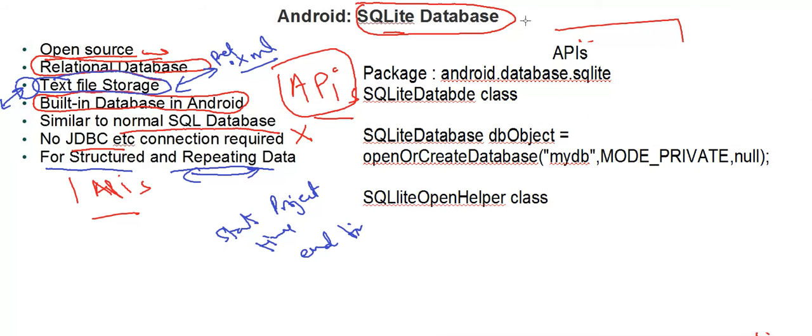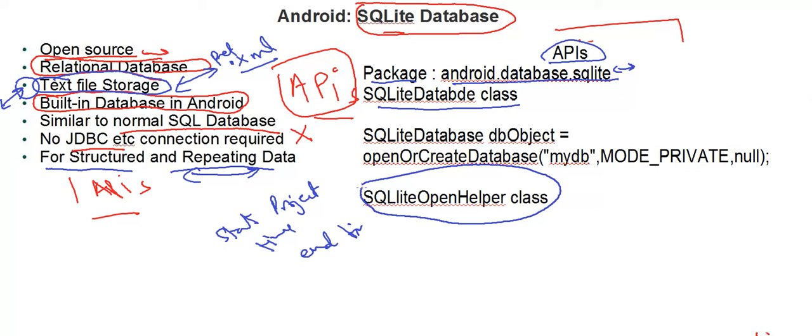So the APIs for the SQLite database are contained in this package. This package is the android.database.sqlite package. And the two important classes are SQLiteDatabase and SQLiteOpenHelper. These two classes are very important, and they contain very important functions.